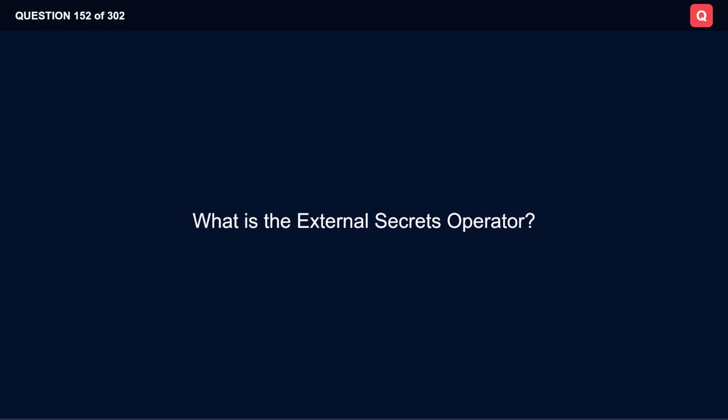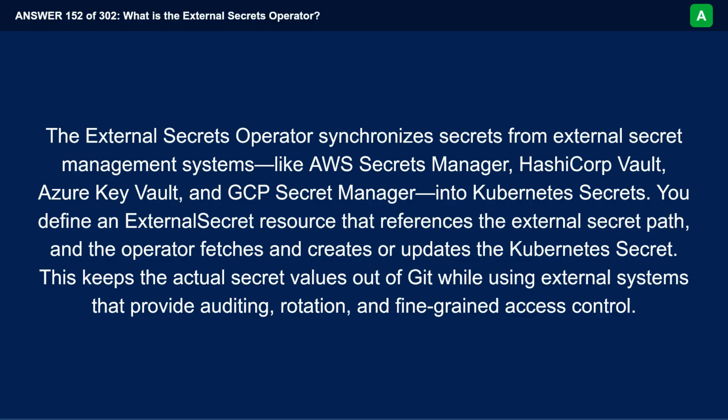What is the External Secrets Operator? The External Secrets Operator synchronizes secrets from external secret management systems, like AWS Secrets Manager, HashiCorp Vault, Azure Key Vault, and GCP Secret Manager, into Kubernetes secrets. You define an ExternalSecret resource that references the external secret path, and the operator fetches and creates or updates the Kubernetes secret. This keeps the actual secret values out of Git while using external systems that provide auditing, rotation, and fine-grained access control.